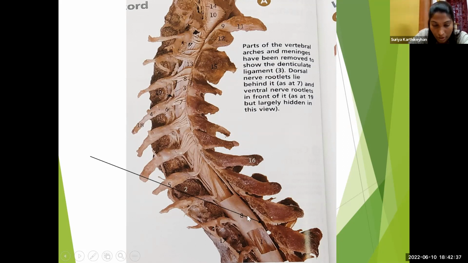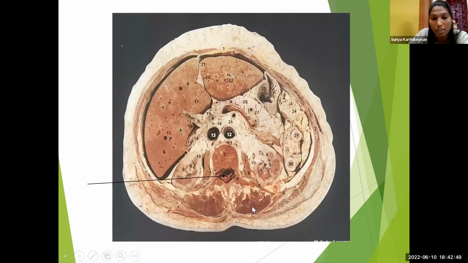Okay. So the space between the dura mater and the periosteum of the bone, this is the epidural space. So this is the epidural space here. And then identify the pointed thing.